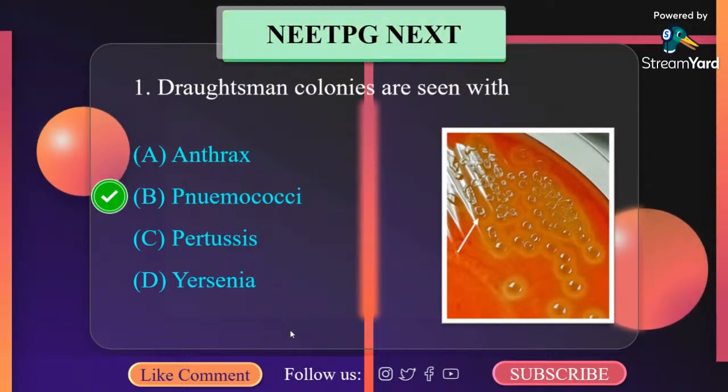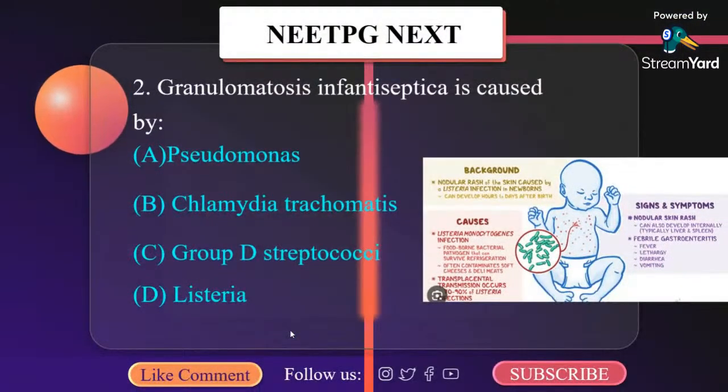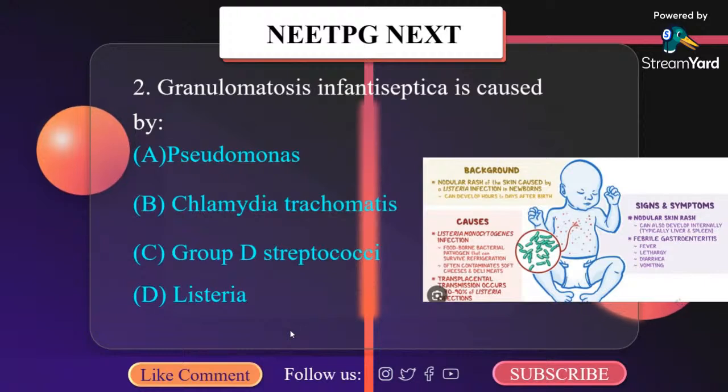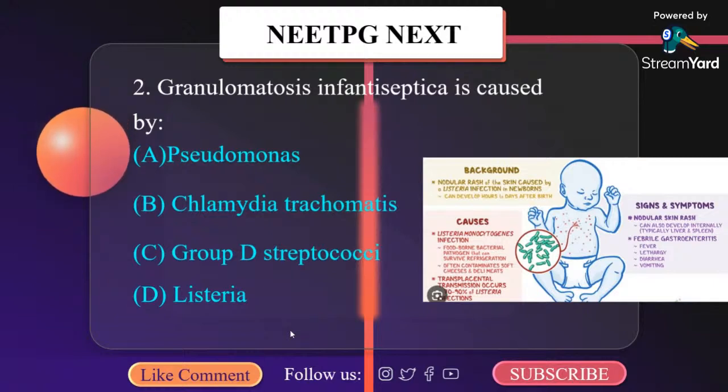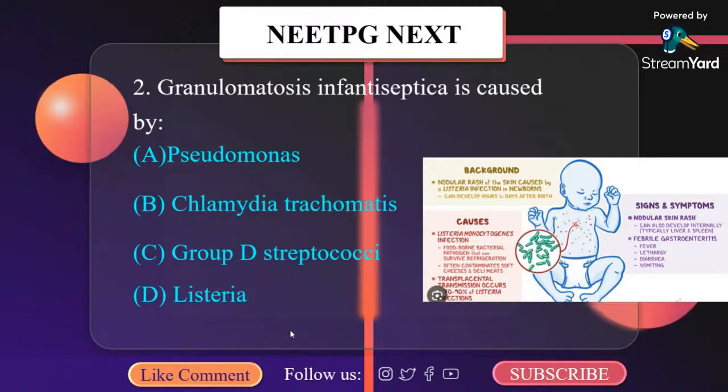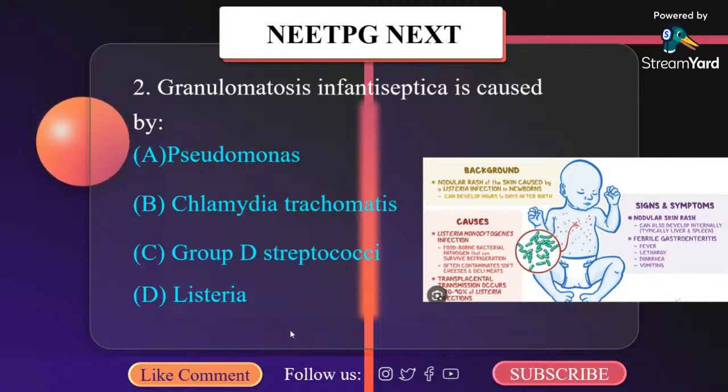Let us move on to the next question. Granuloma infantiseptica is caused by A. Pseudomonas, B. Chlamydia trachomatis, C. Group D streptococci, D. Listeria.